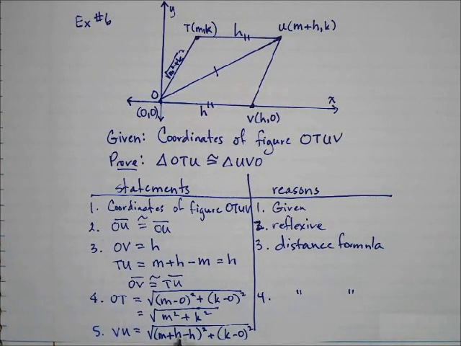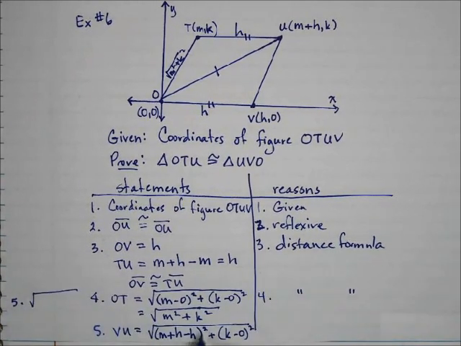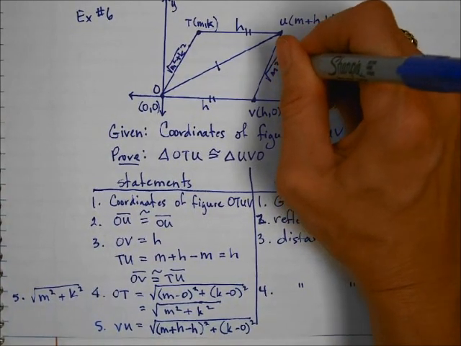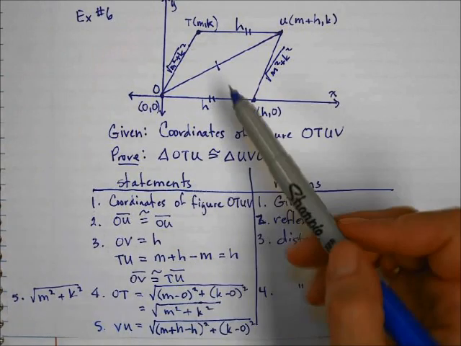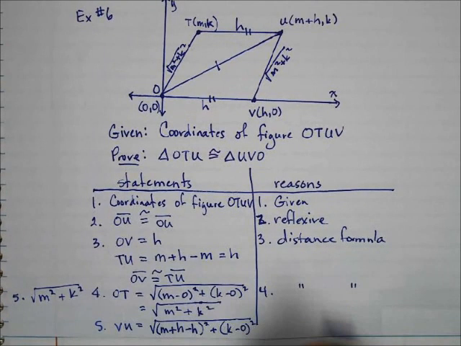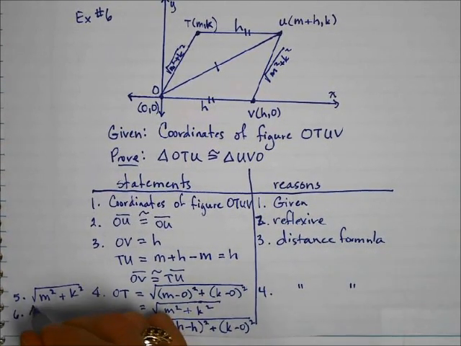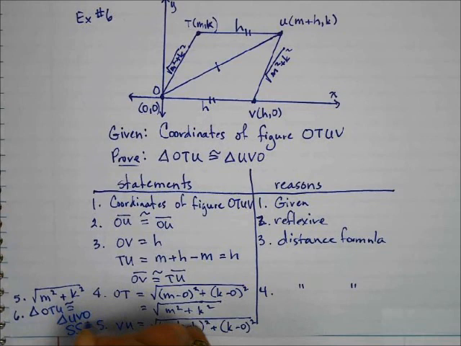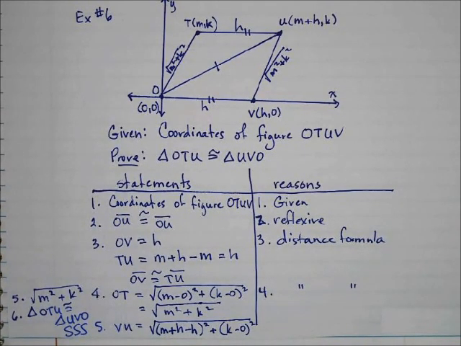So if I simplify this, do you see those h's are going to cancel out? So all you have left is m. I'm going to have to continue on over here. So I've got m squared plus k squared. Alright, so this is going to be equal to m squared plus k squared. Again, distance formula. So the two triangles are congruent by side, side, side. So if I wanted to finish this out, number 6, triangle OTU is congruent to triangle UVO by the side, side, side postulate. And sorry, I ran out of room there, but hopefully that will help a little bit.